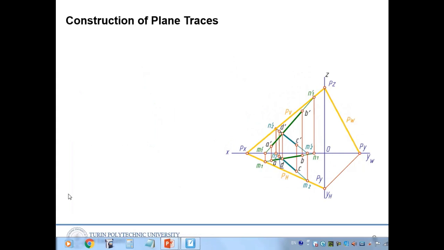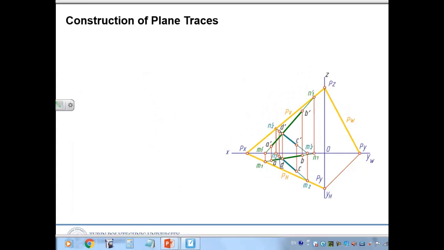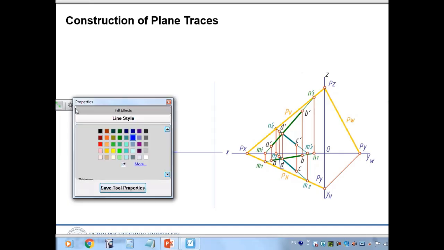So let's start from the beginning and construct. Two axes are given, and two lines are given. One is green, one is blue.